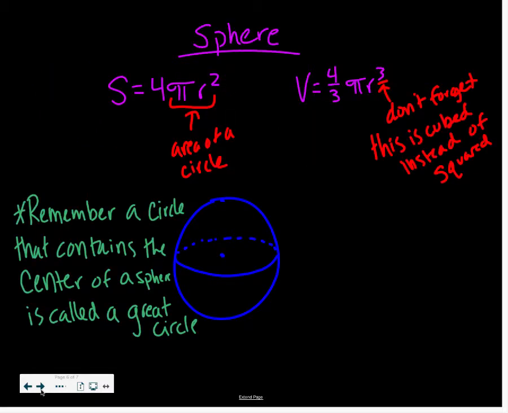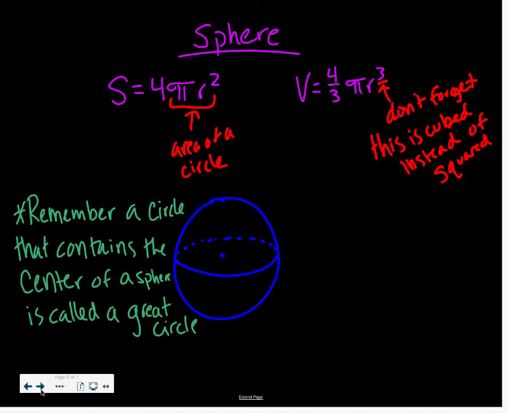Alright, and then a sphere. A sphere, you can only find surface area. You can't do lateral area because we don't have those sides. Surface area is represented by 4 times pi r squared. So you take the area of a circle and you multiply it by 4 in order to get the surface area.